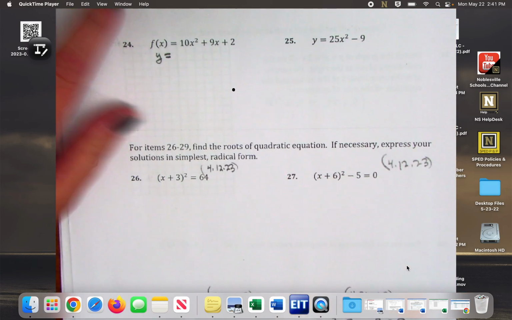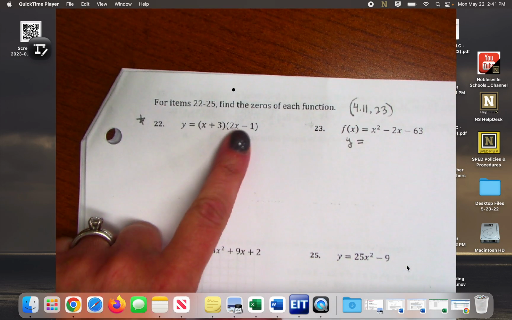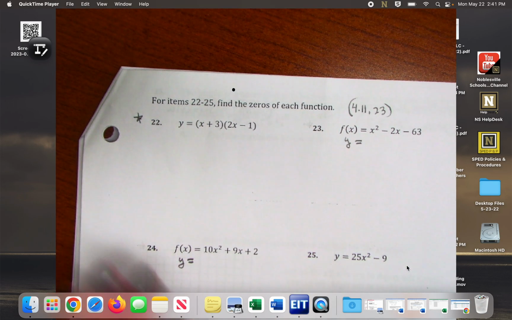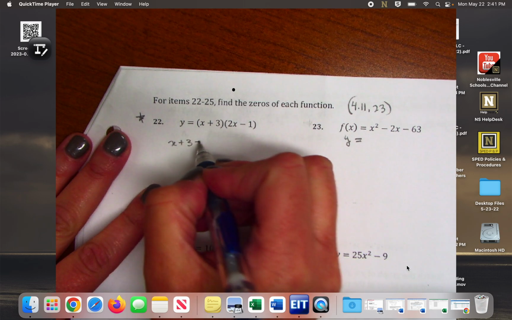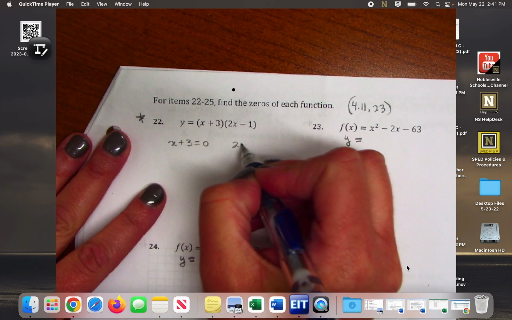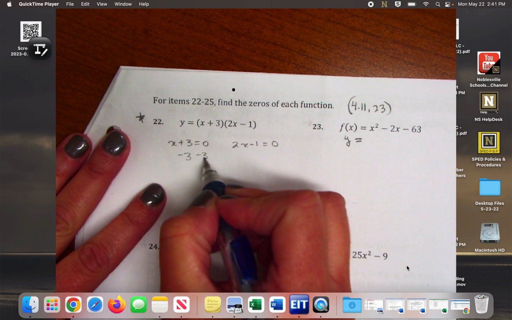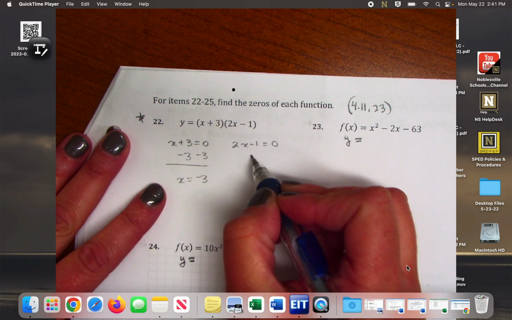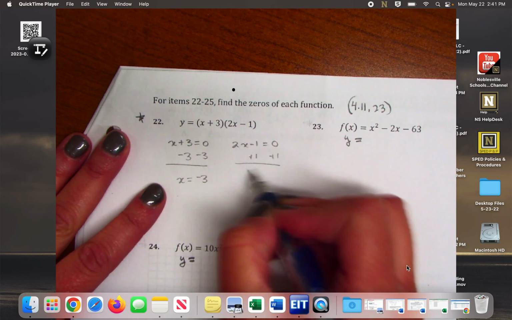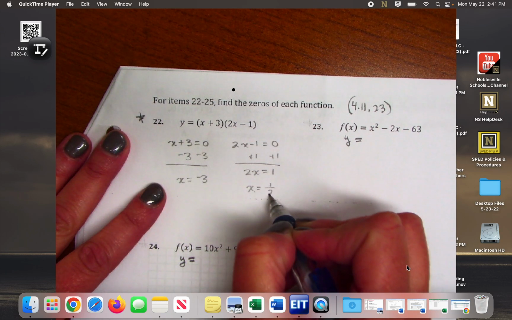Question 22 is starred. This is where you find the zeros. Right? So this is where it's already factored, and we set them equal to 0. So I'm going to have x equals negative 3. X equals 1/2.